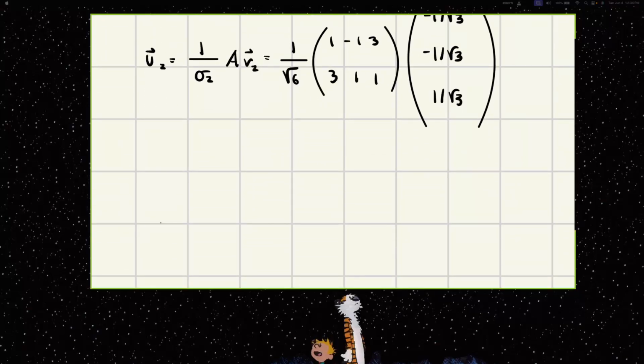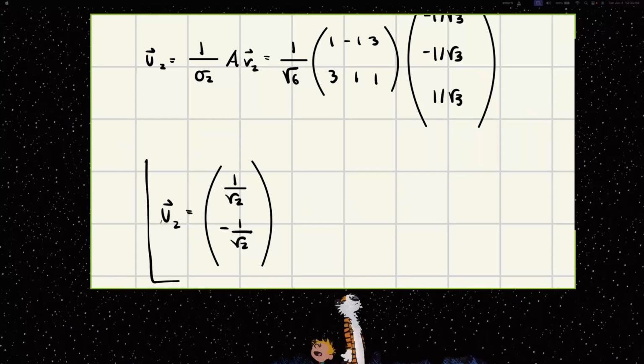And this will yield another 2 by 1 column vector as 1 over root 2, negative 1 over root 2. And this will form a nice orthogonal matrix with a reflection across each axis.